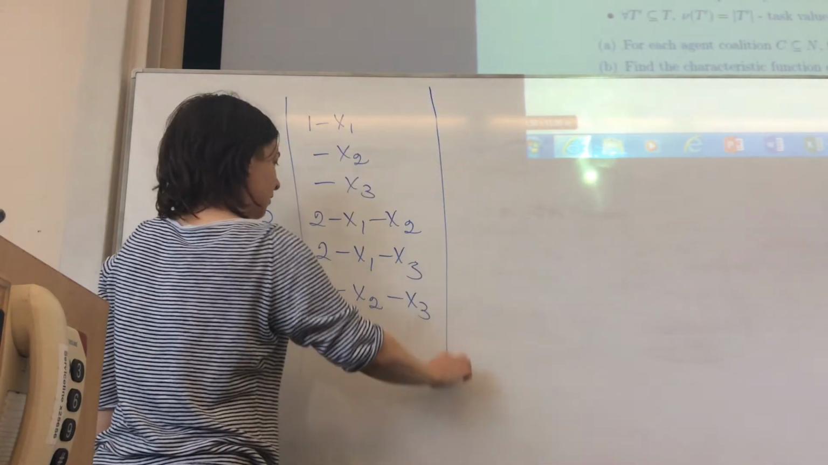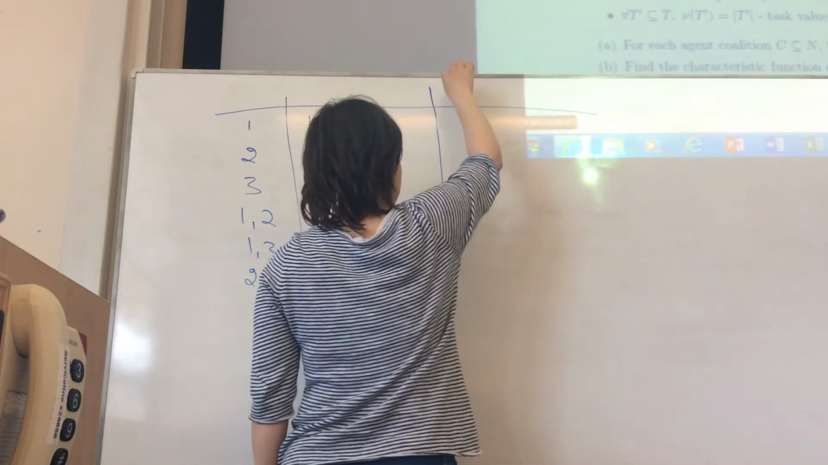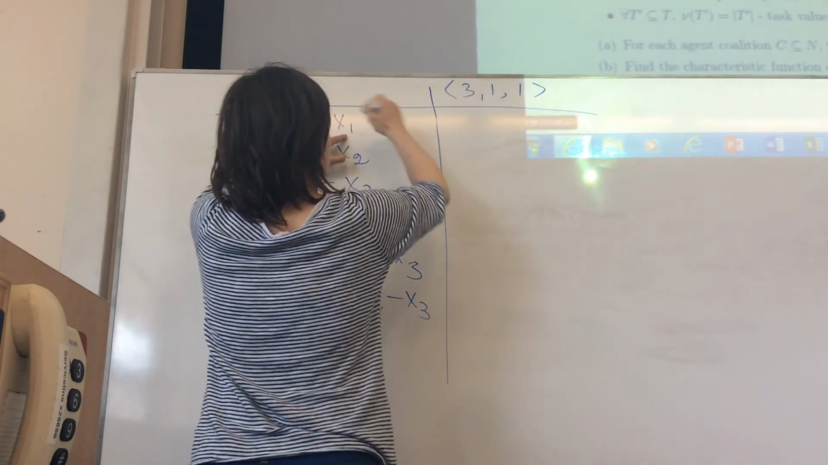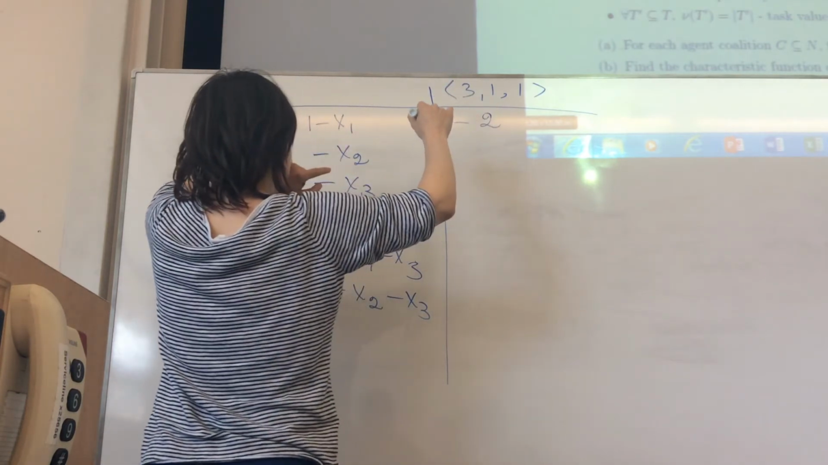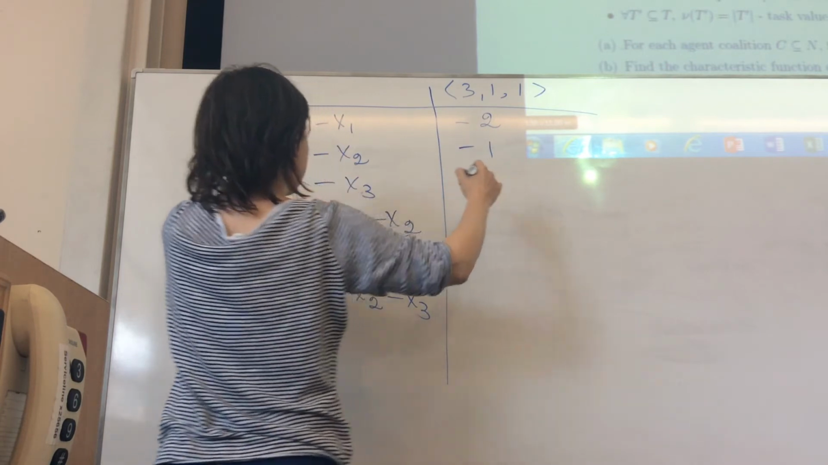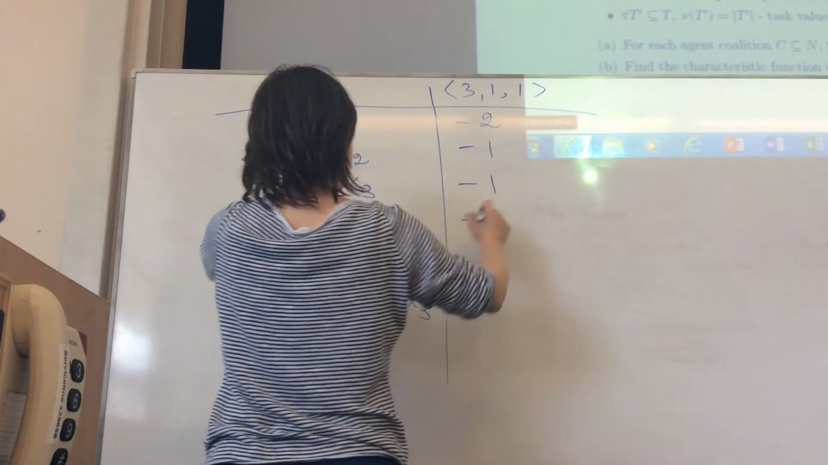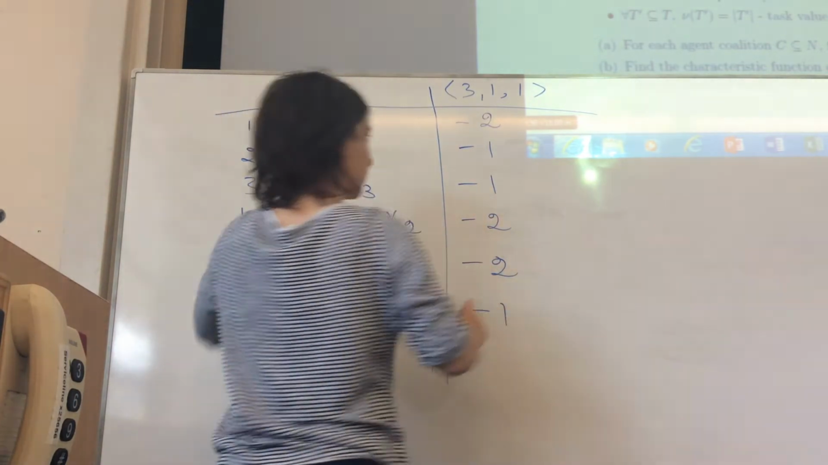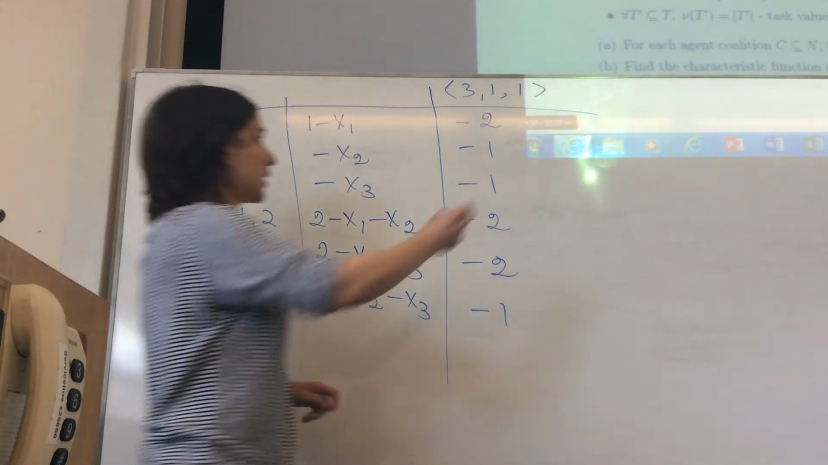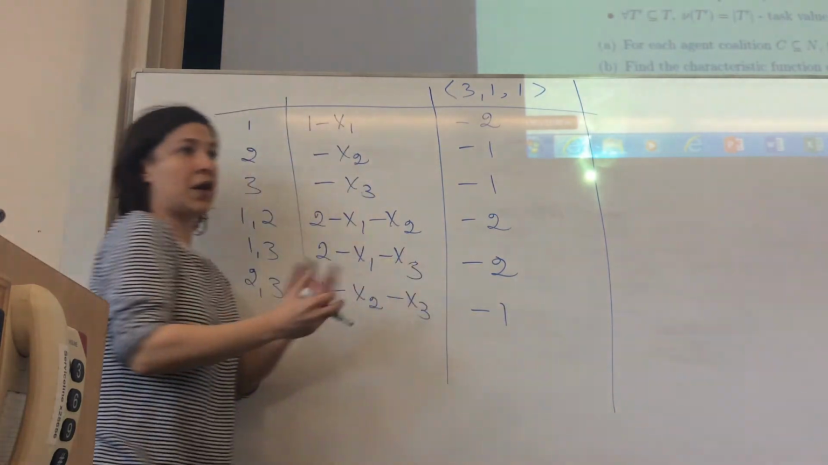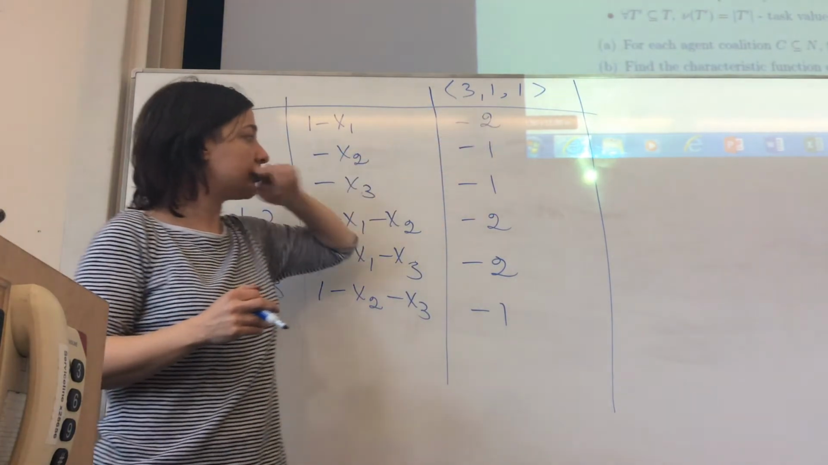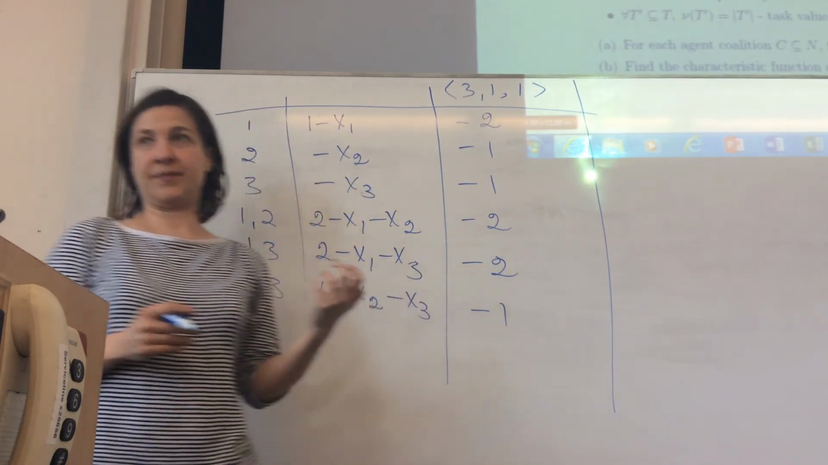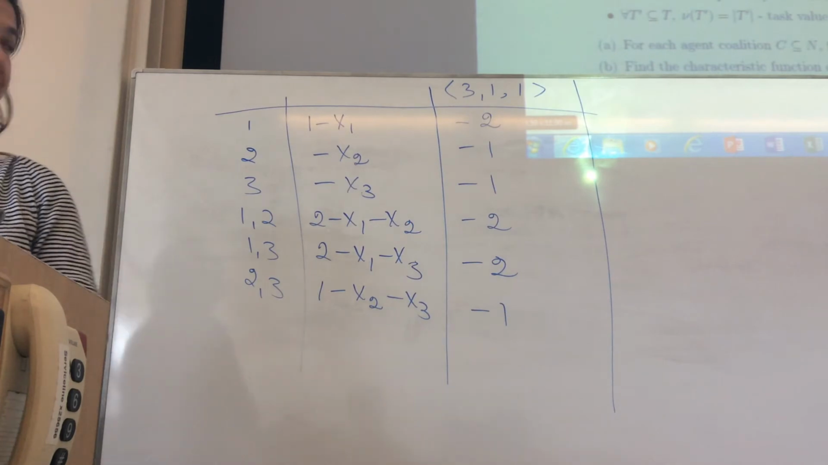Right. So if we start indeed with the vector 3, 1, 1, then the excesses are 1 minus 3 minus 2, minus 1 minus 1, 2 minus 4 minus 2, 2 minus 4 minus 2, and 1 minus 2 minus 1. So now we want to change the pair of vectors so that we reduce the maximal excess. Okay, what's the maximal excess here?